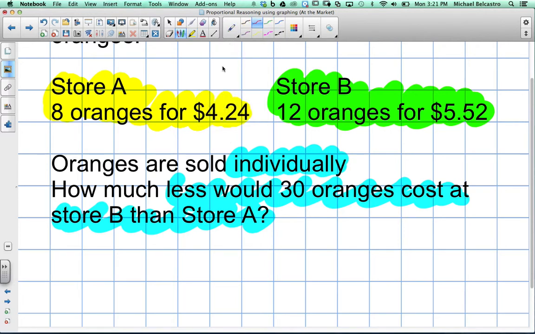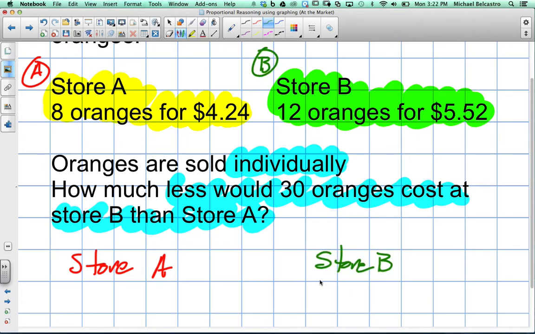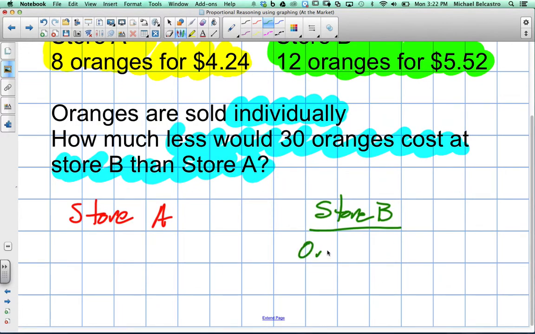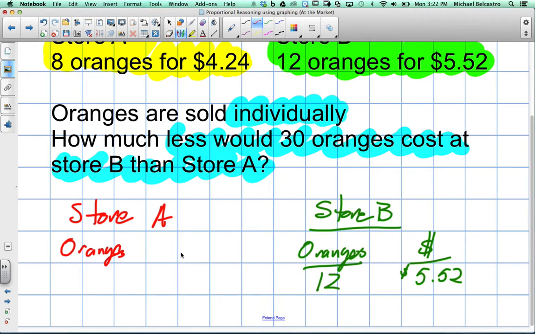And in order to set up a unit rate, I'm going to first focus on store A. Okay, we'll do that in red. And we're going to have to make sure the rates are the same. Store B will do in green. So here's our store B. Let's write our info down here. Oranges and price. They're at 12 oranges at $5.52. And for store A, same idea, oranges and price. There were 8 oranges at $4.24.